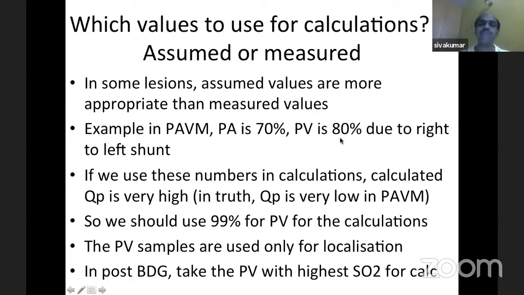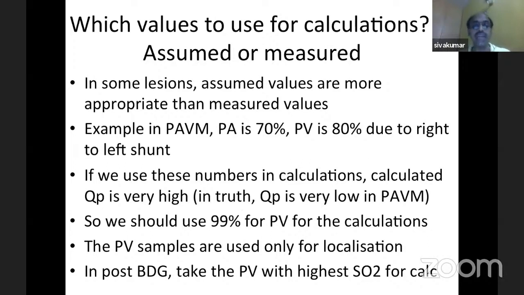If you calculate the PV minus PA by 80% minus 70%, the calculated QP will be very, very high. So if you use these numbers in calculation, the QP is quite high, whereas in truth, QP is actually very low in pulmonary AV malformation. The QP is the amount of blood that goes through the pulmonary capillary bed and not through the AV malformation. So this is wrong. In a patient with pulmonary AV malformation, we should assume 99% for PV in the calculation.